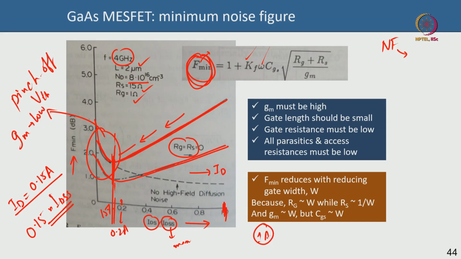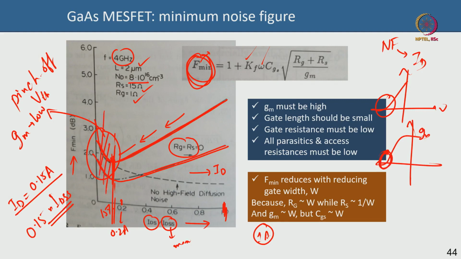Your GM is very low because if you recall, this is your ID, this is your VG, it rises like that, right. So near this point your GM is very low because the GM also follows a trend like that, right. This is your GM. So here the GM is very low near pinch off, and because the GM is very low, your noise figure again starts increasing, because the noise figure depends extremely sensitively on the GM. Your GM should be really high to enable a good noise figure.